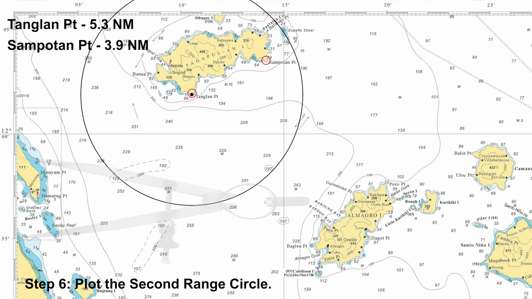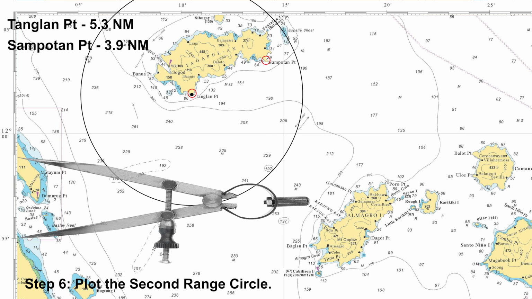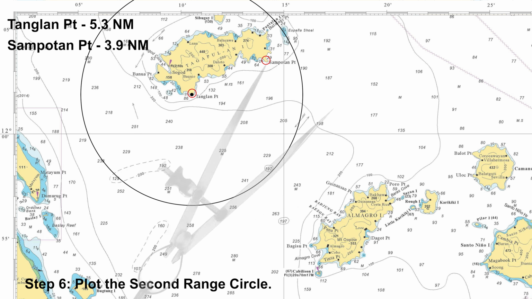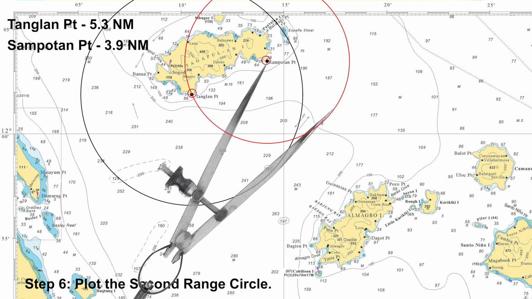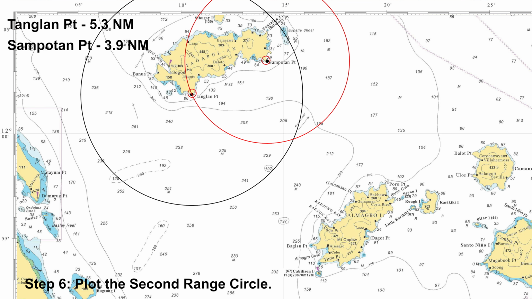Step 6. Plot the second range circle. Now, set the compass to the measured range from Sampotan Point. Since the range to Sampotan Point is 3.9 nautical miles, measure 3.9 nautical miles using the latitude scale. Place the compass point on the charted position of Sampotan Point and draw the second range circle. Every point along this circle represents a possible position of the vessel at a distance of 3.9 nautical miles from Sampotan Point.